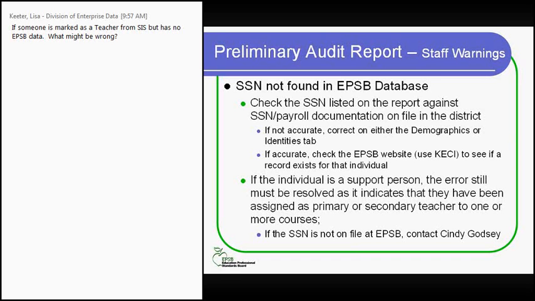Something that throws people a little bit is that if the individual is a support person and it's saying SSN not found in EPSB database on the preliminary audit report, they are linked as an additional teacher on one or more courses, so we do need to get their social in the system so that course will load correctly. Check the social, make sure it's correct, and then you can do one of two things. Email me and just say the Social Security number found on the report is correct, or call me. Whatever you do, do not put a full social in an email. We are trying at all costs to avoid that, folks.